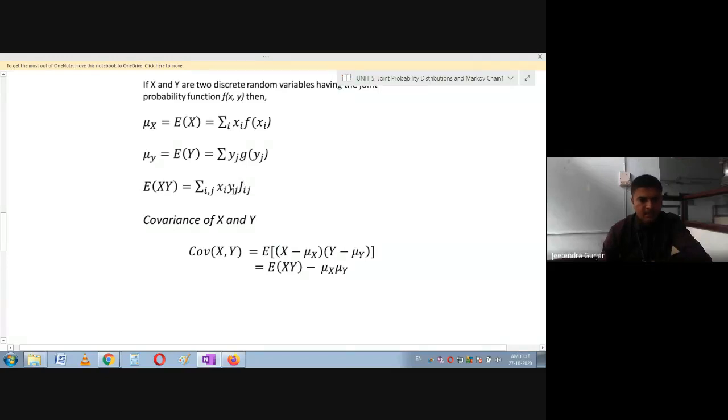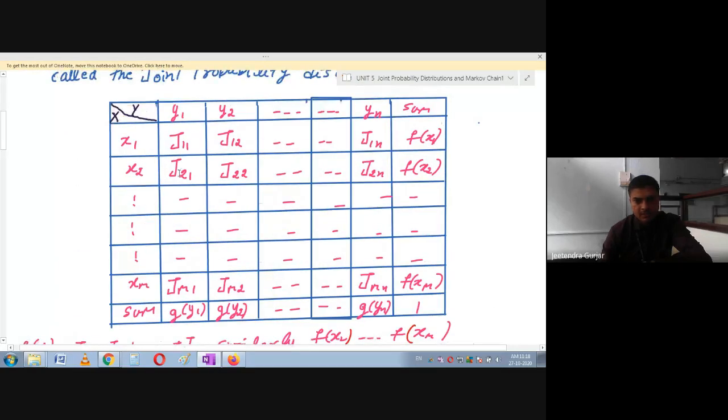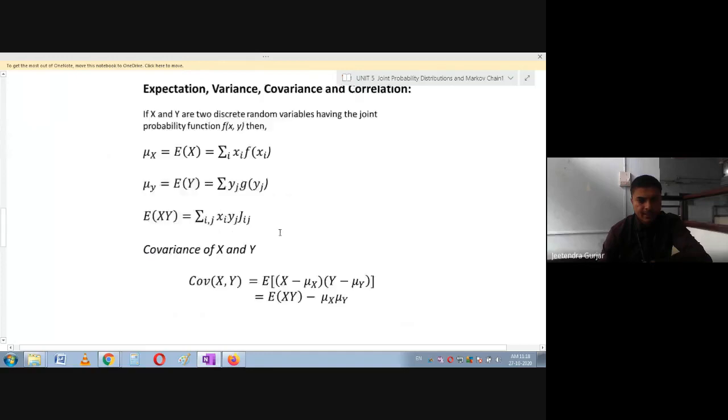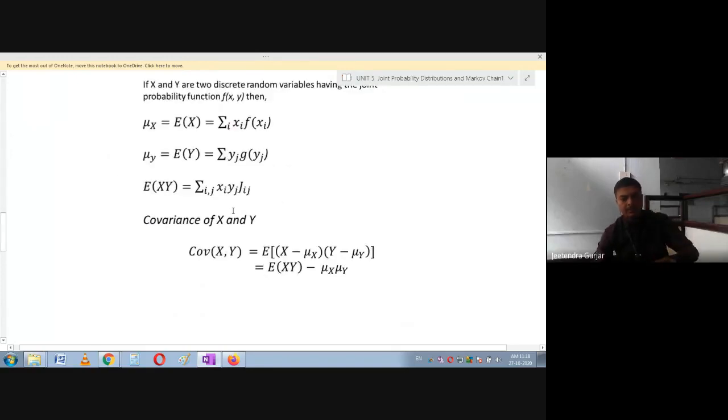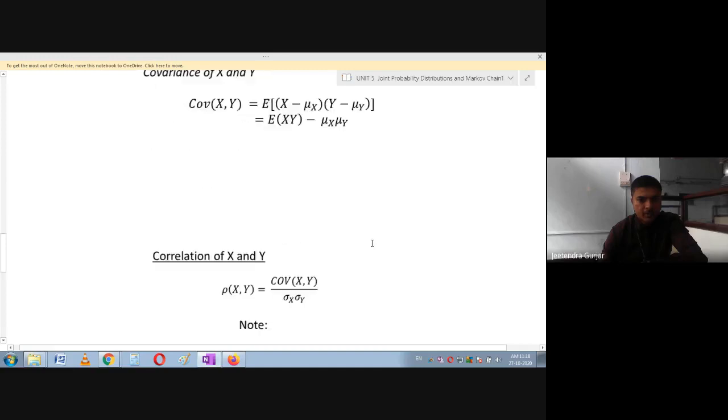So what is this jij? They are nothing but the values in this matrix. So please remember, we are going to simultaneously multiply these. It will be very clear when we solve the examples. Similarly, we have the covariance. I have already defined and given this formula: covariance of x and y is equal to E of xy minus mu x mu y. Please remember this formula, very, very important.